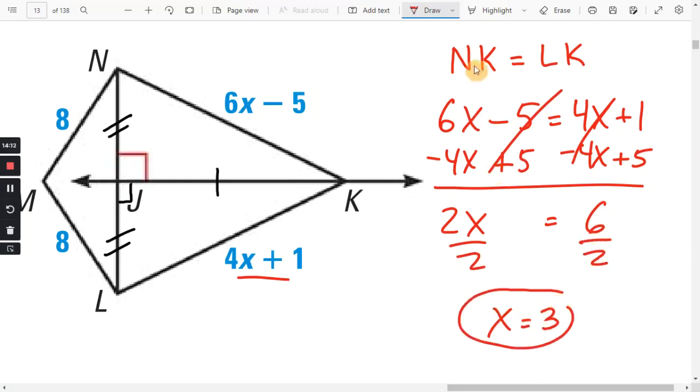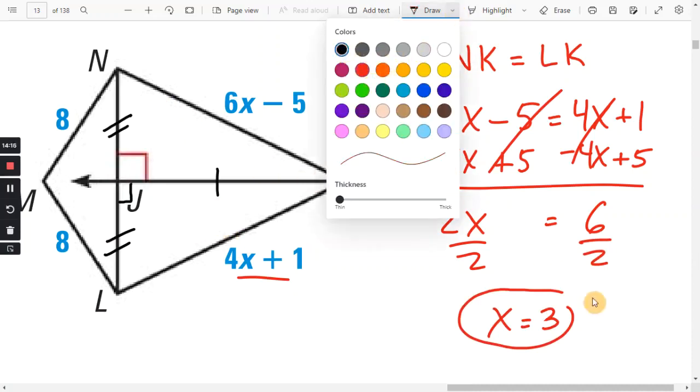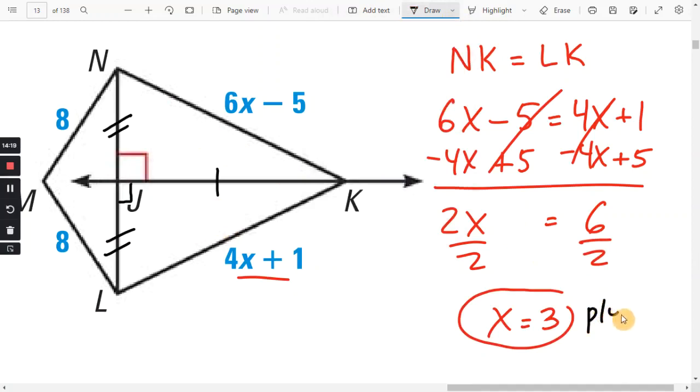Now, they said they wanted NK. So we have to take that and plug it in. So you put the 3 in there, and that's going to be 6 times 3 minus 5. 18 minus 5 is 13. Final answer. If you want to double check, take the 3, put it right here. 4 times 3 is 12, plus 1 is 13. So it checks out.